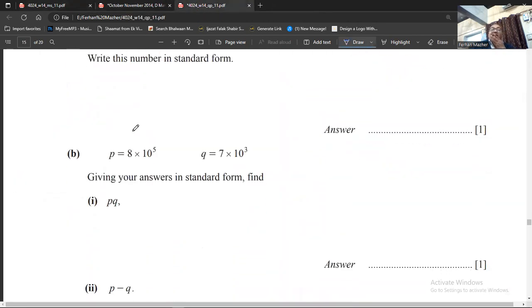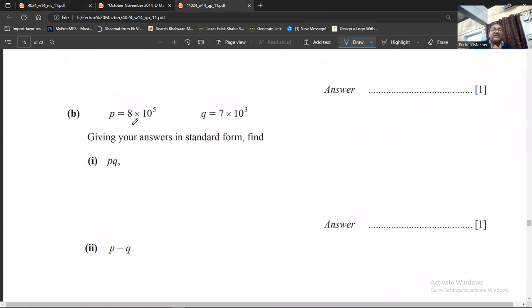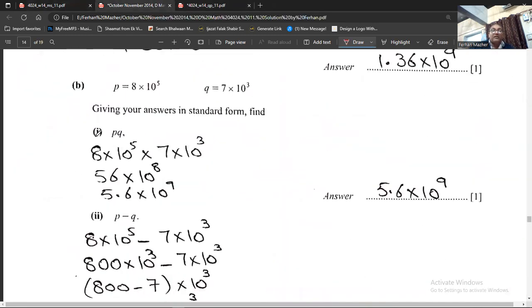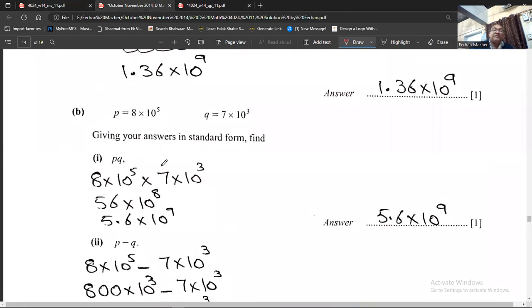So question number 19, B part. He says P is equal to 8 expo 5. Q is 7 expo 3. Give your answer in standard form. Find PQ. PQ means P and Q multiplied. So here we have P multiply Q. That's 8 expo 5 multiply 7 expo 3. 8 multiply 7, that's 56. When these two are multiplied, their powers will be added. So you will have 56 expo 8.